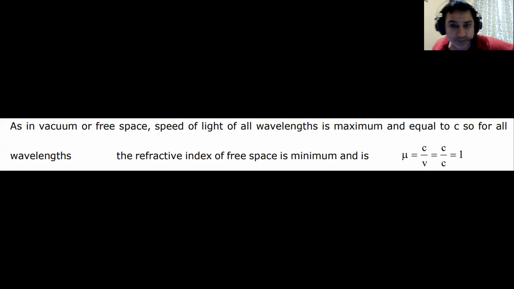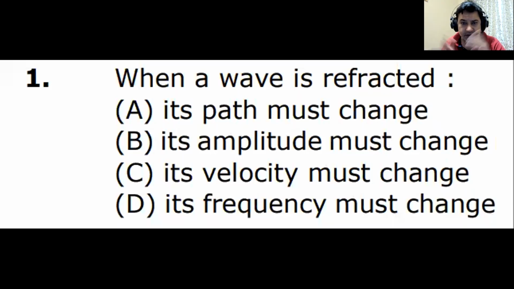Well, then this is the next point which we already know. The refractive index of free space or vacuum is minimum and the value is 1. Refractive index of any other body will be more than 1. Please note it down.